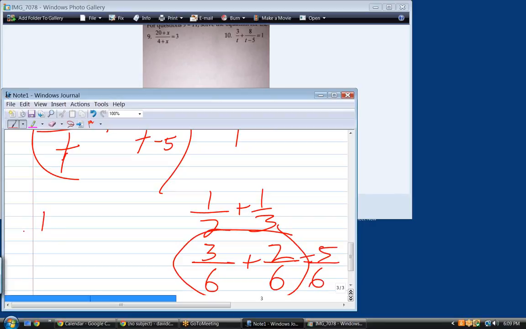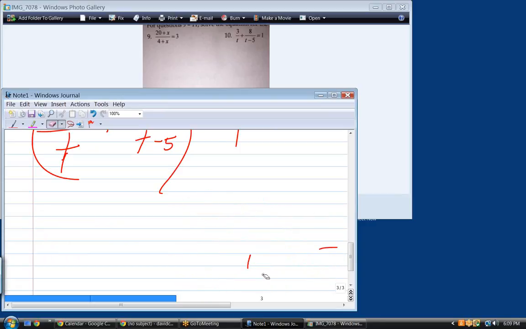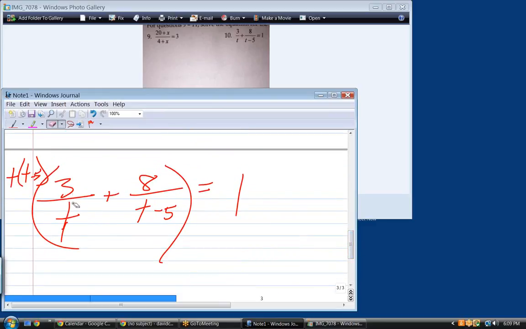Well, when you have a variable, if I have 1 over x plus 1 over x minus 1, my common denominator is x times x minus 1. So in the problem we have, the common denominator is going to be t times t minus 5. Instead of adding these two fractions, I'm going to try to get rid of the denominators in one step. Notice that if I multiply both sides of the equation by what would have been my common denominator, I'm going to lose both of these denominators.